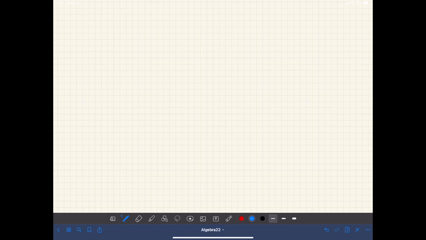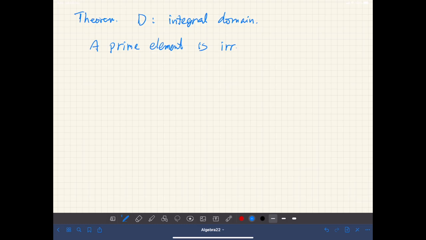The next theorem shows a relationship between a prime element and an irreducible element. Again, D is an integral domain. So in this case, a prime element is irreducible. Okay, let's prove this.